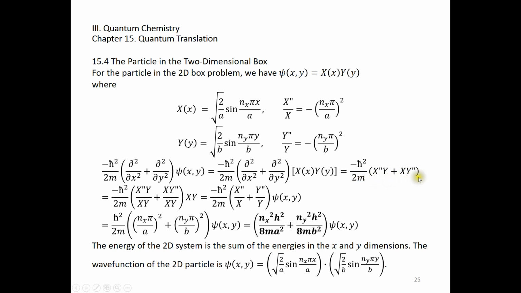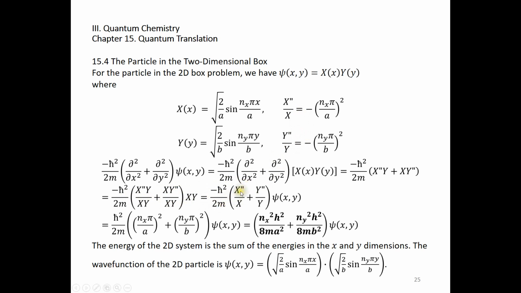So we have this expression, and now we will divide these two terms by xy and then multiply by xy, so we have something like this. The reason is we're about to use these two equations. And then from here to here we have negative h bar squared over 2m.